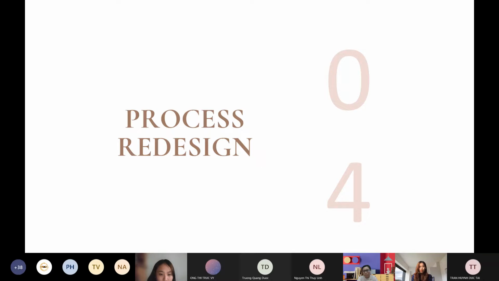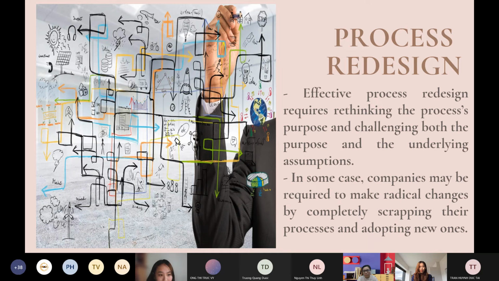My name is Hạ, and I will show you about process redesign. Frequently, a company discovers that its process-based assumptions are no longer valid. Customer preference, product technologies, and product mix change as the world changes. As a result, processes are being redesigned. Process redesign is also known as process re-engineering. It is the fundamental rethinking of business processes with the goal of achieving dramatic performance improvement.